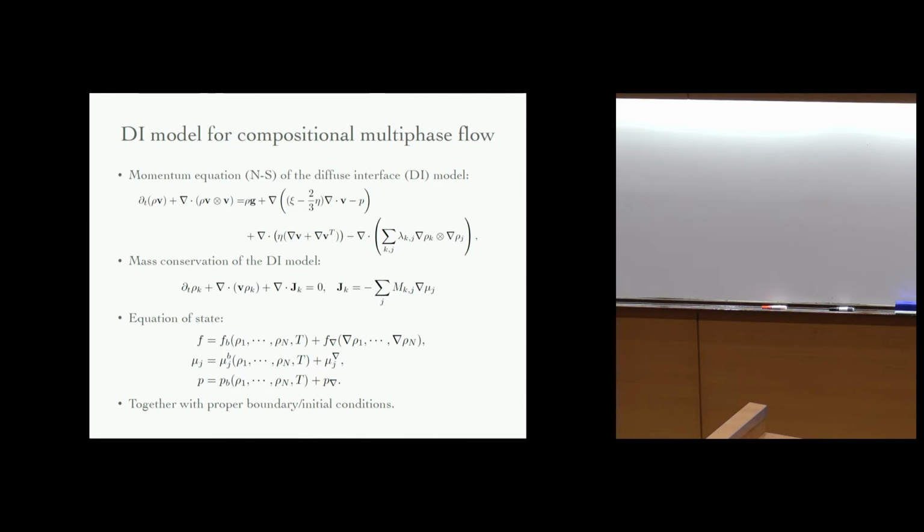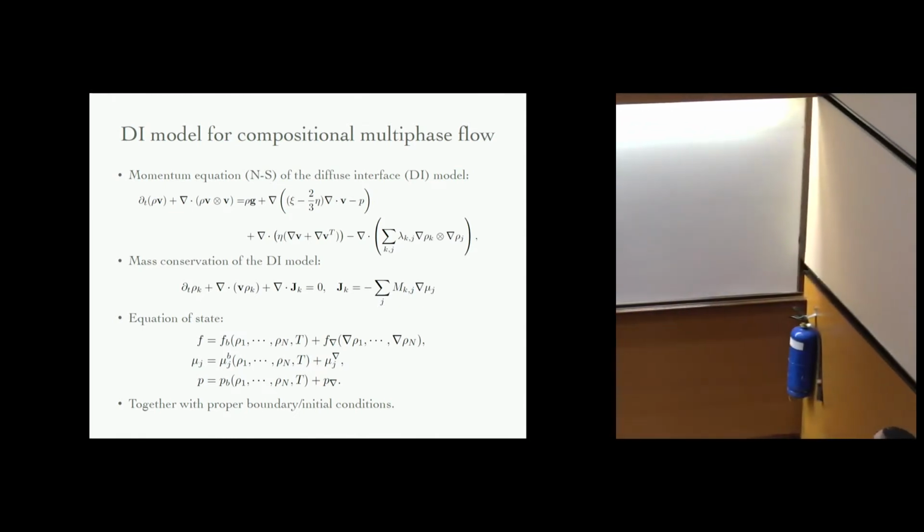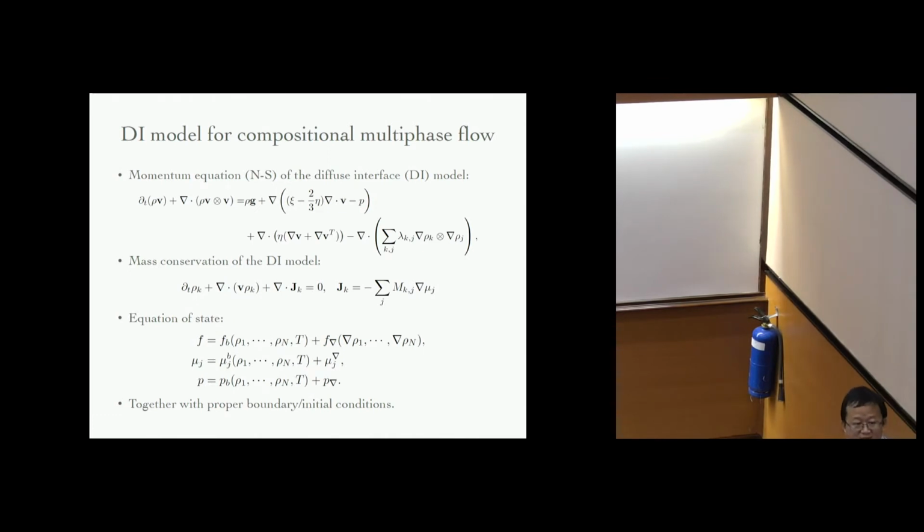Diffuse interface is all modeled with this density. So, for example, for methane, you have this mass density or molar density, and it can change greatly between the oil phase and the water phase or gas phase. It's okay, either mass density or molar density can be used.